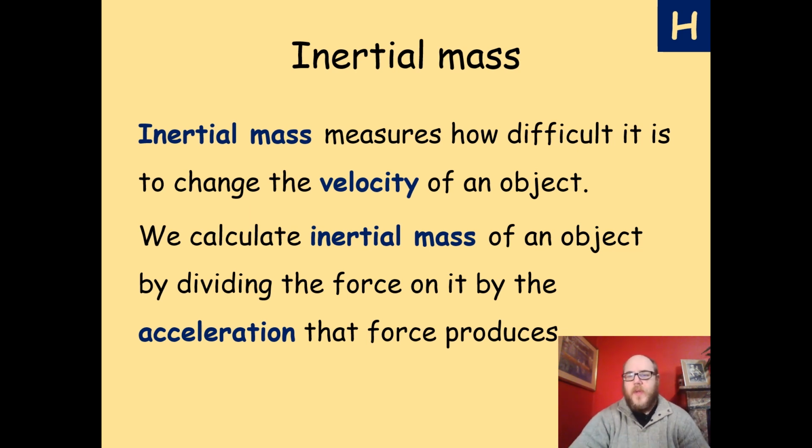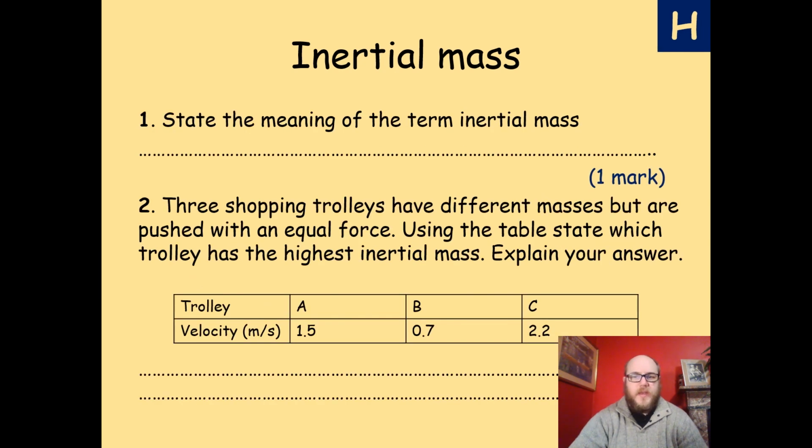All right, so here is an example exam question for you. 1. State the meaning of the term inertial mass, and then we have 3 shopping trolleys, different masses, but pushed with an equal force. Using the table, state which trolley has the highest inertial mass. So now these trolleys have different masses, but there's an equal force being pushed on them. Which one has the highest inertial mass? Pause the video and come back.